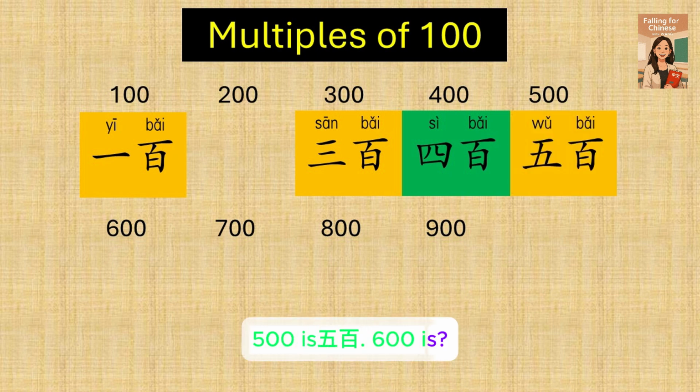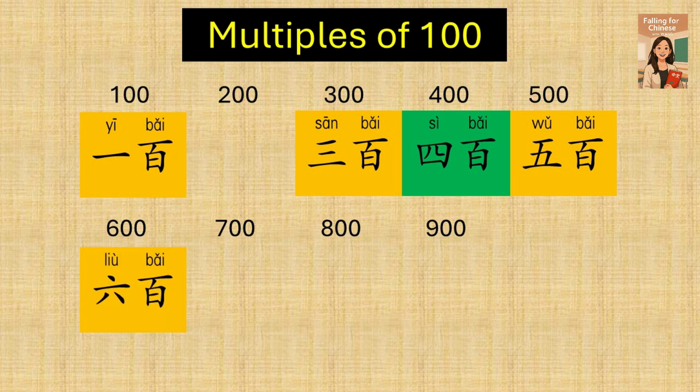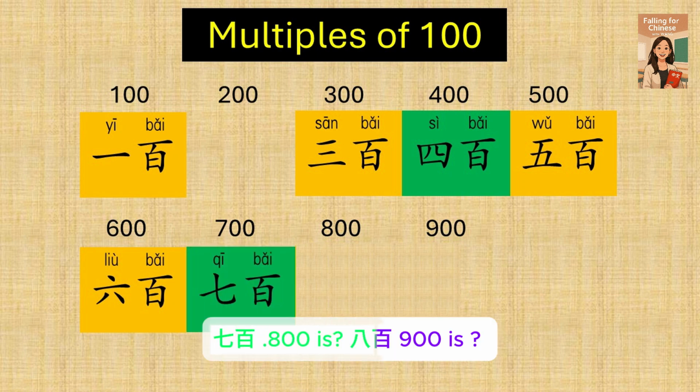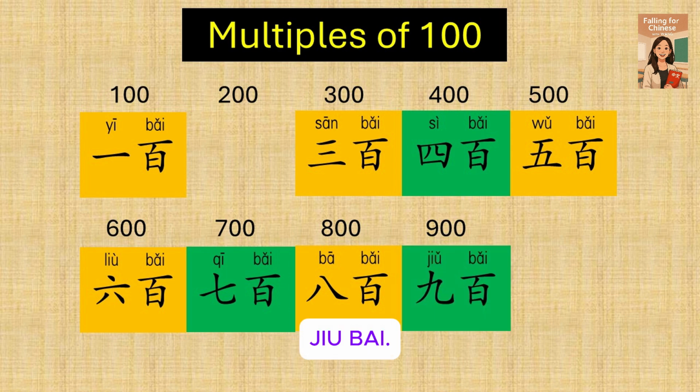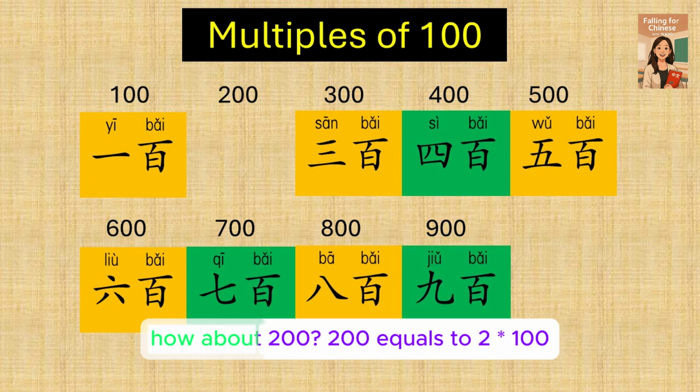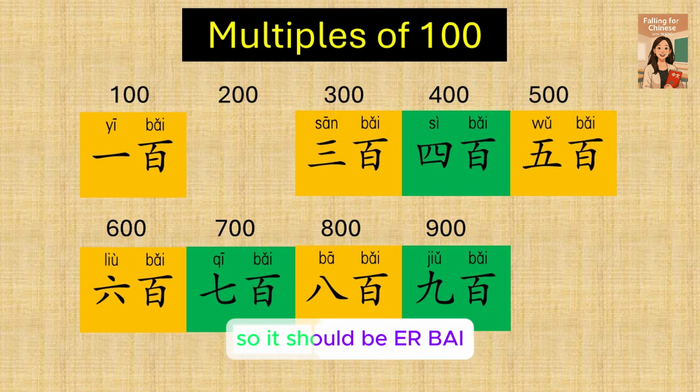500 is 五百. 600 is 六百. 700 is 七百. 800 is 八百. 900 is 九百. How about 200? 200 equals 2 times 100. So it should be 二百.